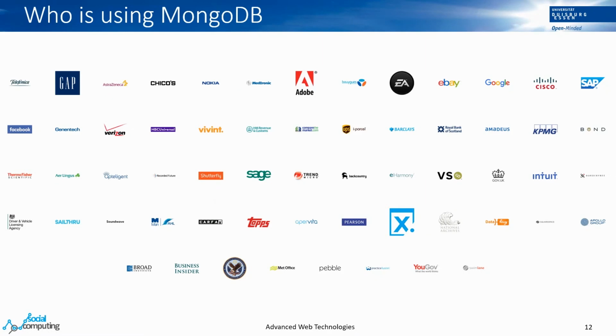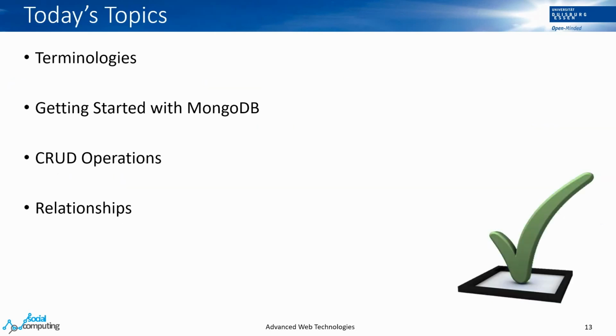So who is using MongoDB? As you can see, there are many big companies who are using MongoDB. For example, Adobe is using it, eBay, Google, and Nokia. So there are many companies using MongoDB. And in the discussion section we will see that MongoDB is also very popular, one of the most popular NoSQL database solutions available in the market at the moment.